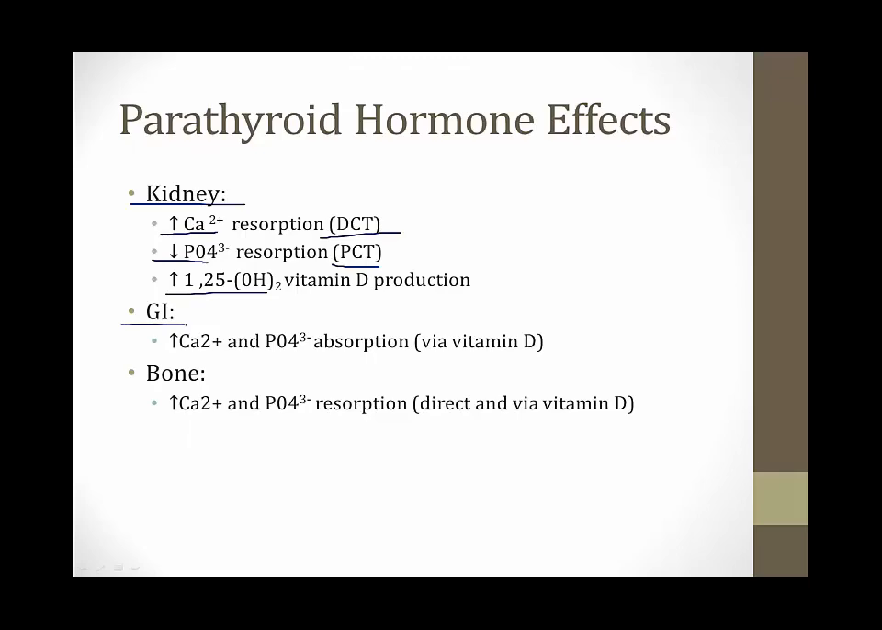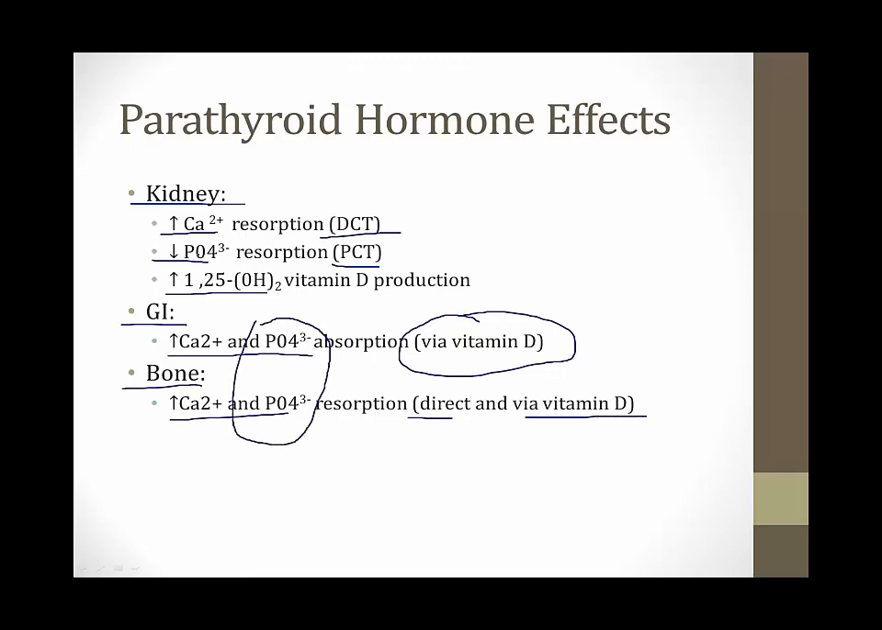In the GI tract, parathyroid hormone leads to increased calcium and phosphate absorption. This is an indirect effect that occurs via vitamin D. And then finally, in bones, you can see increased calcium and phosphate reabsorption both directly through parathyroid hormone and indirectly via vitamin D. Now, this may confuse you because some of these effects show a rise in the phosphate level in the serum, whereas the kidney will excrete more phosphate. You should always remember that the net effect of parathyroid hormone is to lower the amount of phosphate in the serum, even though it is increasing the absorption in the GI tract and the resorption in the bones.